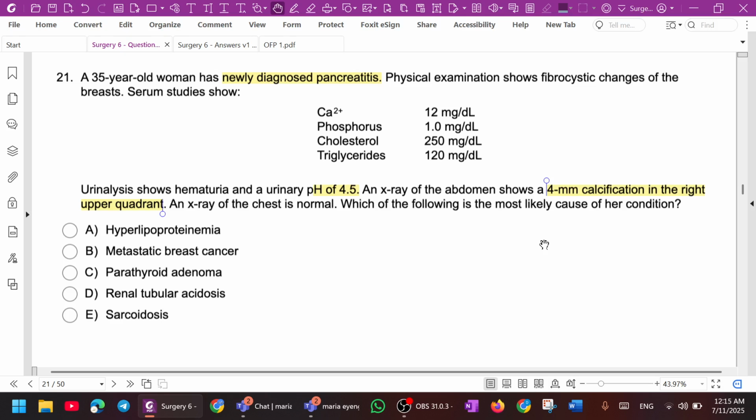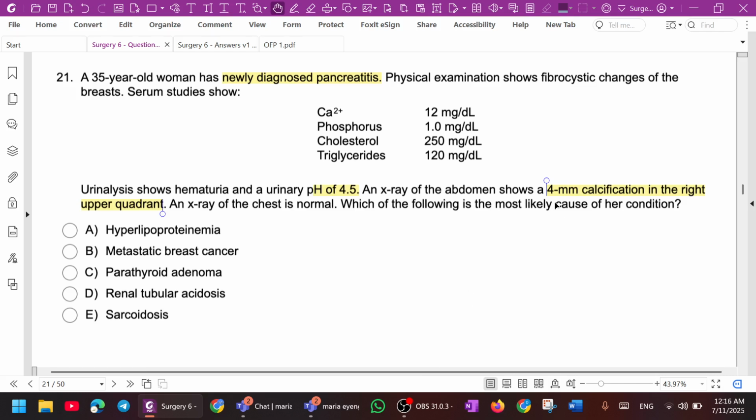Okay, ready? Is it due to cancer? No, I think it's due to PTH. Parathyroid adenoma, I think so. Or you don't think so? But she has fibrocystic changes on the breast. Yes, that is the problem.